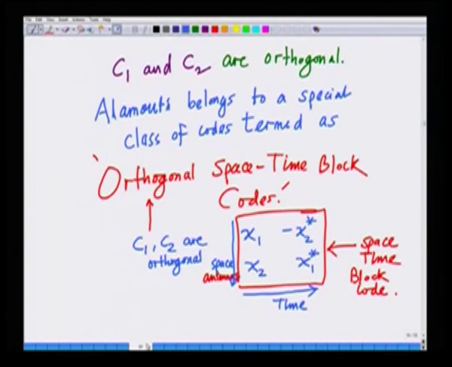And we also said Alamuti belongs to a unique class of space-time block codes known as orthogonal space-time block codes, because the different columns are orthogonal, which makes detection easier. It is a code which spans both space and time, and it is a block code because it involves a block of symbols. Hence, it belongs to a class of codes known as orthogonal space time block codes or OSTBC.